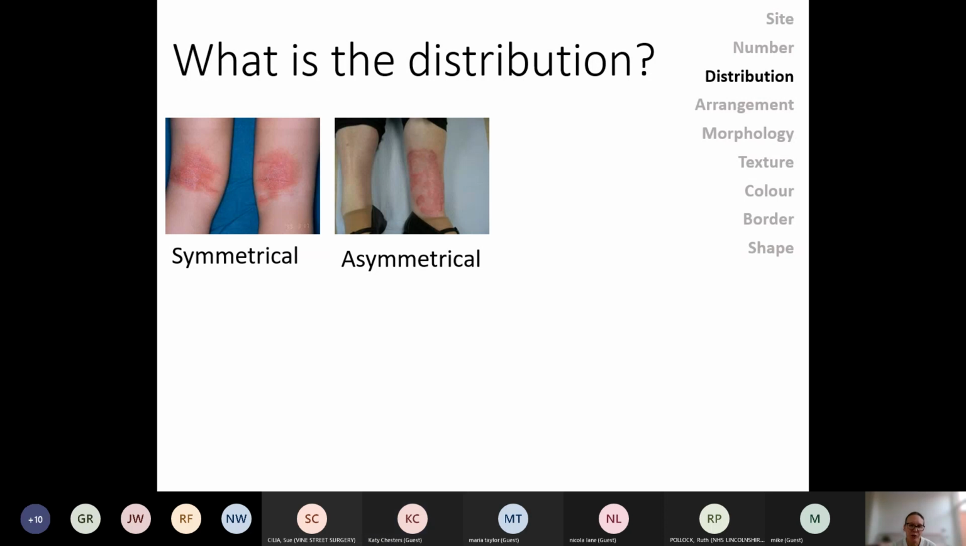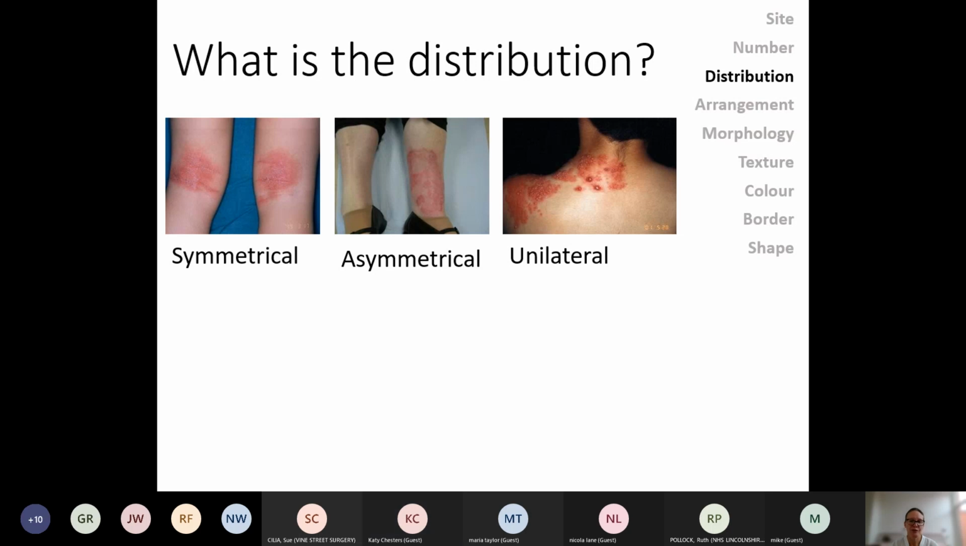You start to think, well, what's caused that on one leg? Is it something they've come into contact with? Is it an infection or something that's from outside the body that's just affected that area? So it does help us. And I think when we're taking the history and when we're examining people, we're looking for those clues that help us make a diagnosis.